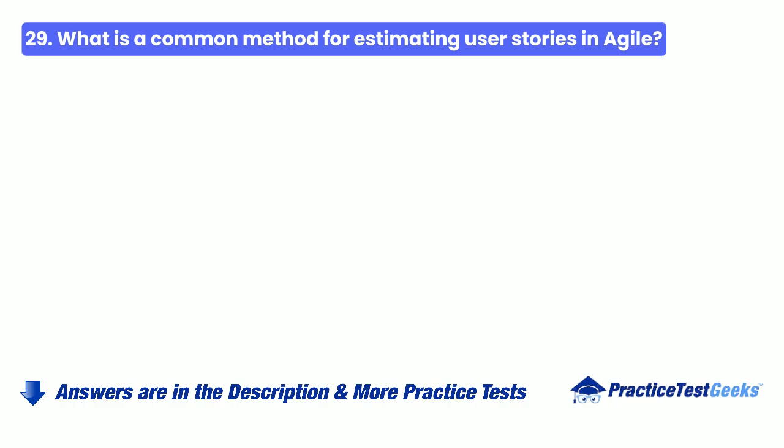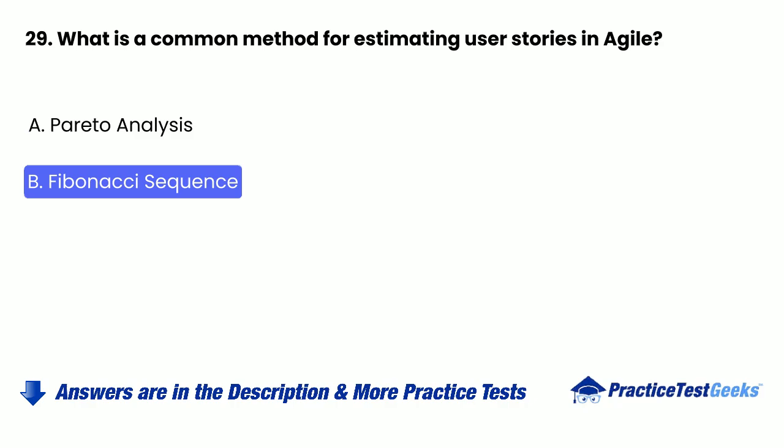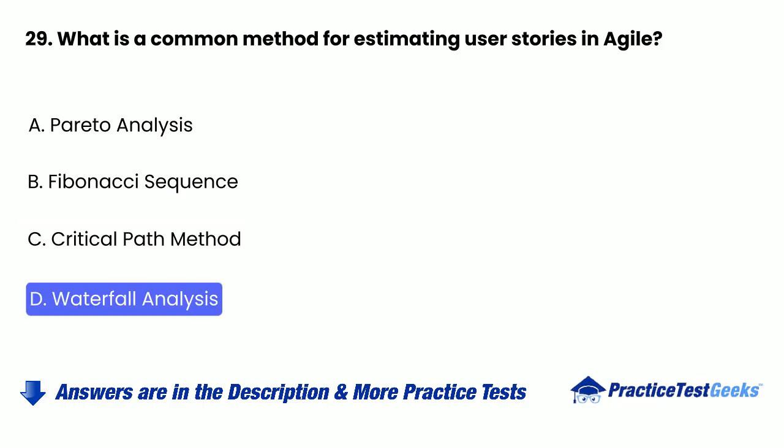(29) What is a common method for estimating user stories in Agile? A. Pareto analysis. B. Fibonacci sequence. C. Critical path method. D. Waterfall analysis.